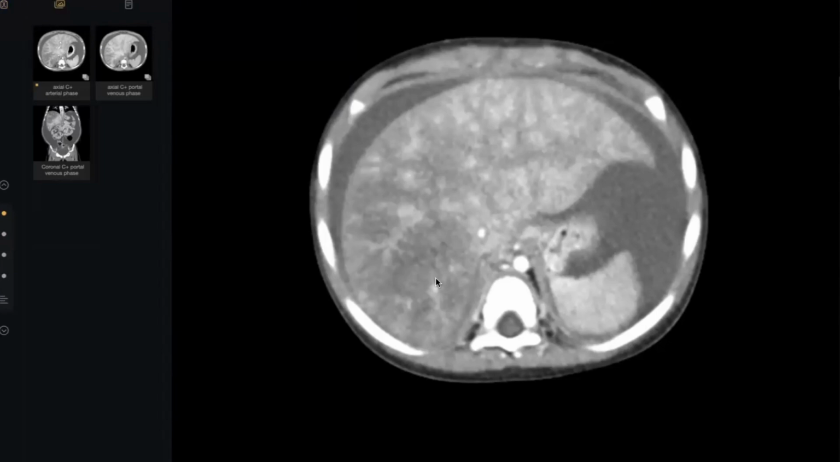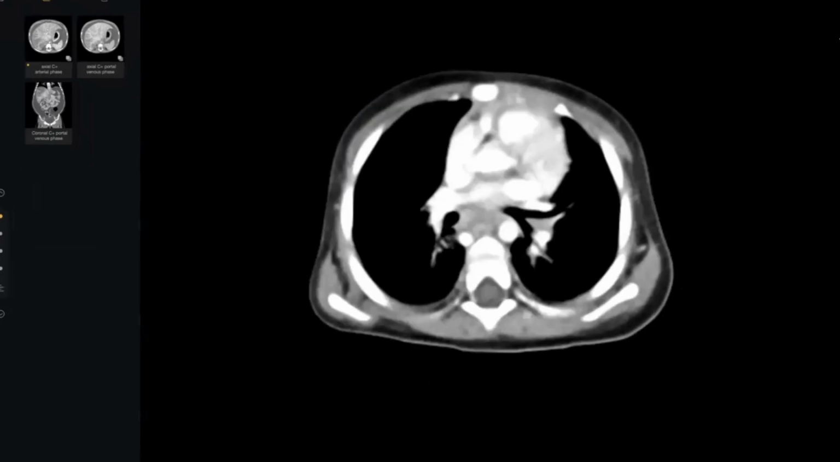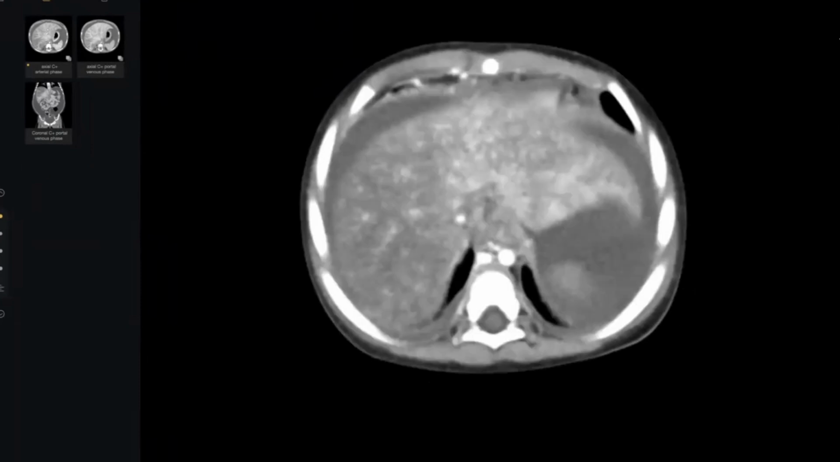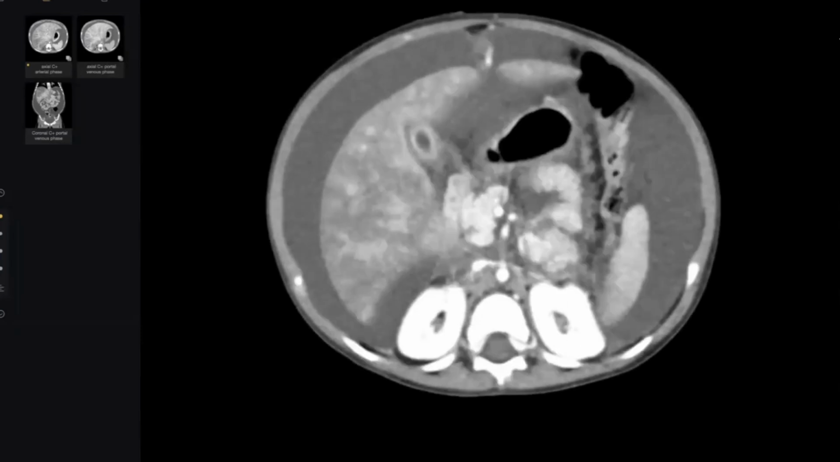Thank you. This is a 2-year-old male patient complaining of severe abdominal pain. This is axial CT, abdomen and pelvis with contrast, for a 2-year-old male patient presented with abdominal pain. I will scroll through the whole images, then I will give my comment.